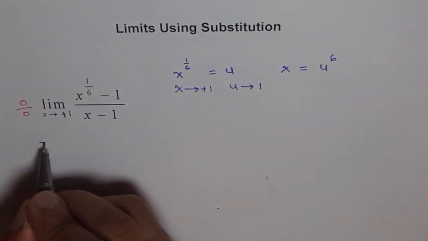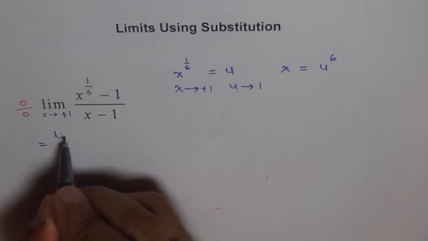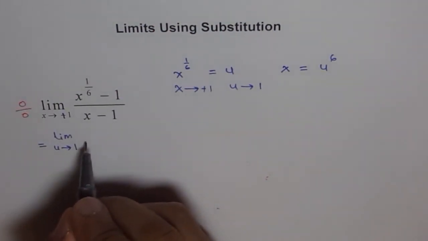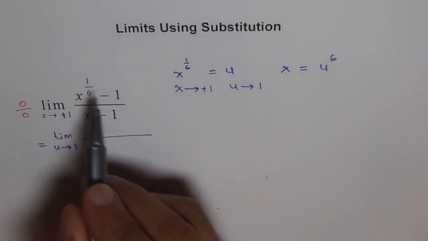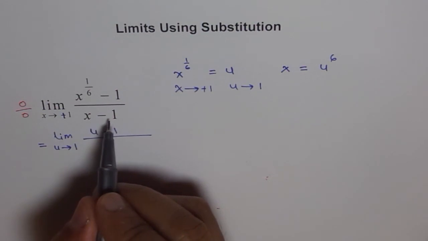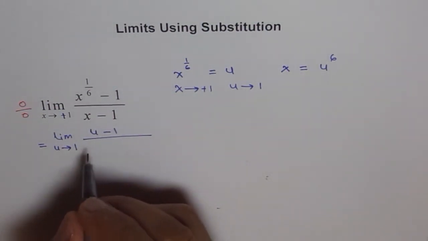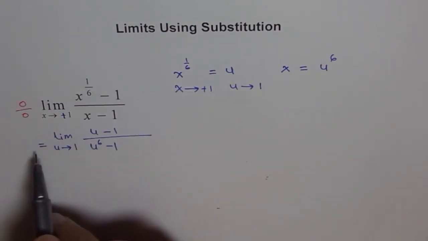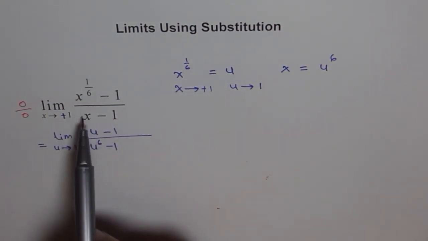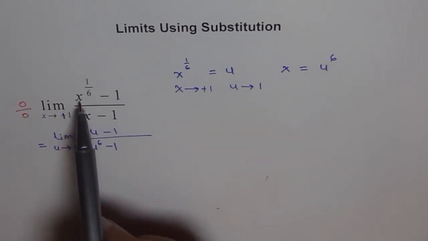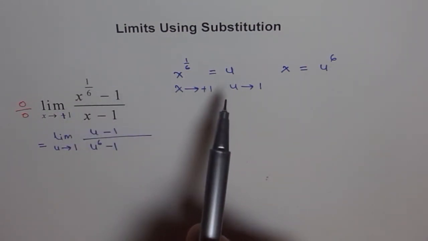That's what it is. So now we can rewrite the question using u instead of x, and we get the limit as u approaches 1, right? In the numerator, we write u minus 1, and for x minus 1, x is written as u to the power of 6, so u to the power of 6 minus 1. Do you see that? So we changed the question and substituted x with u to the power of 6 and x to the power of 1 over 6 as u, okay?